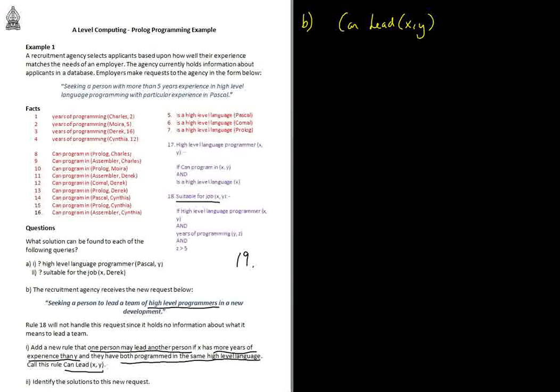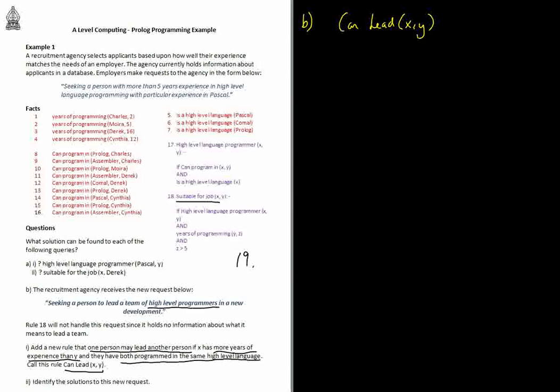So here we go. This is my thinking to answer this question. First off, a person may lead another person if they've got more years of experience. So I need to find out the years of experience of two different people. So what I'm going to do with this rule is go if, and then I'll put years of programming X, N. And N is going to be one of my variables that's going to store a value of the years of programming of the first person. Okay. But I need to do it for another person, so I'm going to put and.